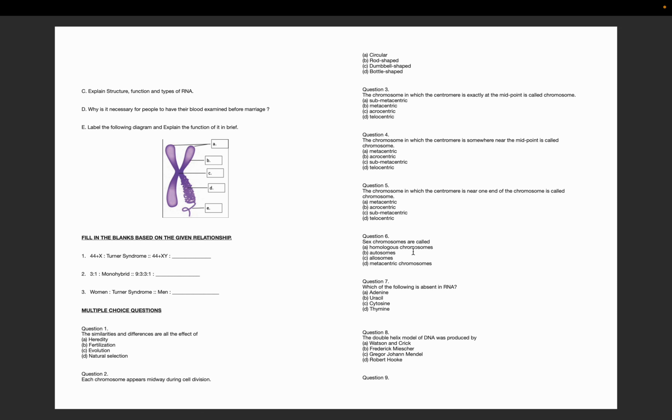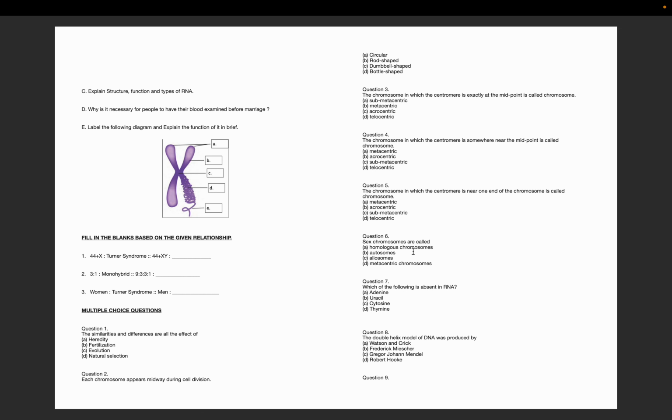It's called metacentric. Let's look at question number four. The chromosome in which the centromere is somewhere near the midpoint is called, yes, it's called submetacentric. Question number five. The chromosome in which the centromere is near one end of the chromosome is called what? It's called acrocentric.